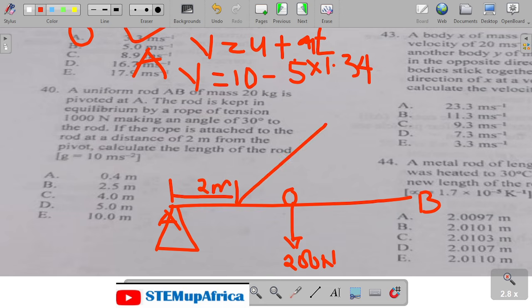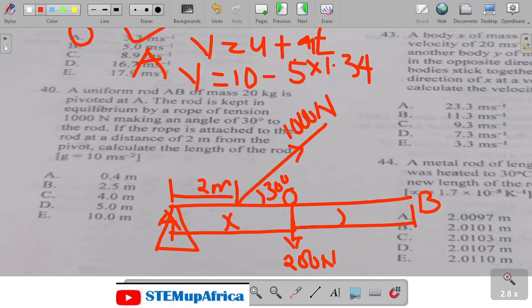You have a rod inclined at 30 degrees. There's a force on it, 1000 Newton. We're asked to calculate the mass of the length of the rod. So from here to the center, let's call the distance S, meaning here is also S meter, and here is also S meter.